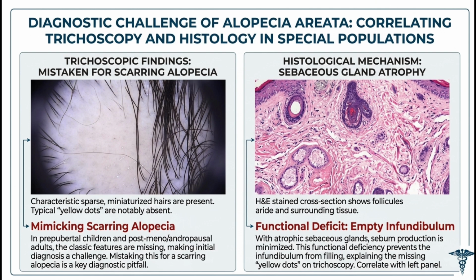Keep in mind something important in prepubertal children and in adults after menopause or andropause. The sebaceous glands are atrophic or hypoplastic, so they are not able to fill the infundibulum with yellow sebum. Therefore the yellow dots may be absent, and it could be a common mistake to call this scarring alopecia because of the absence of yellow dots.